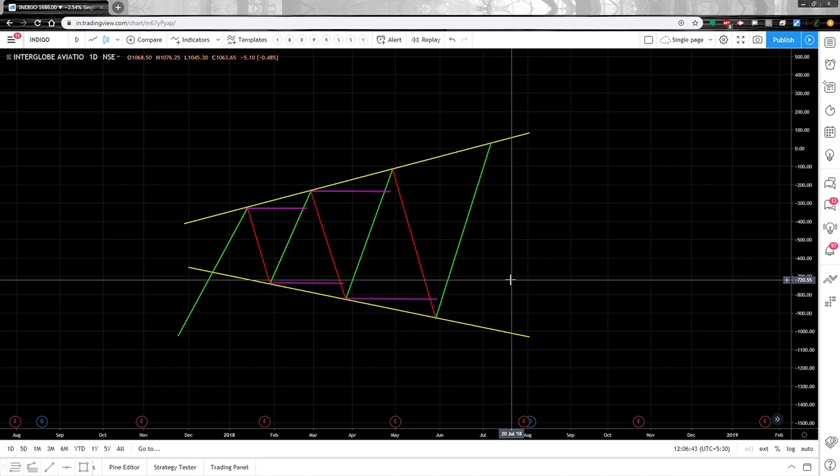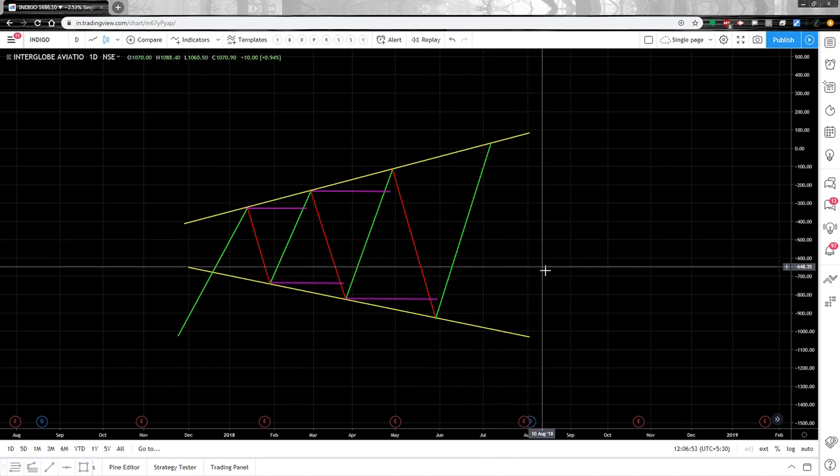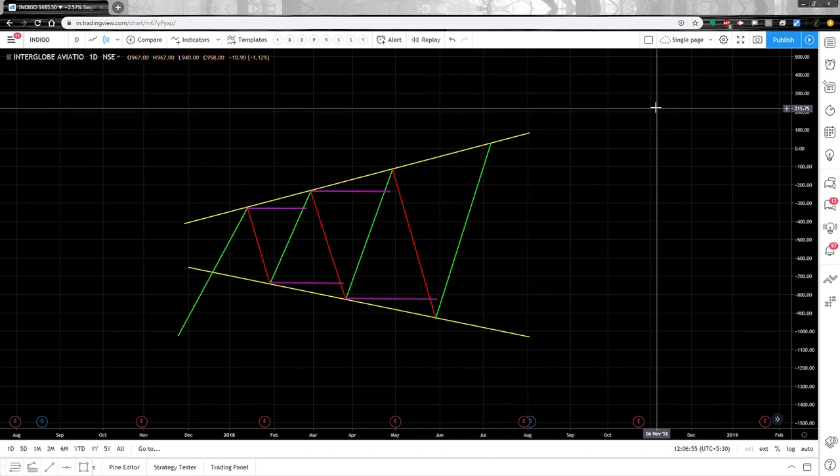Okay, let it settle down. Give it some time, let it take whatever time it needs to settle down, but never ever trade a broadening triangle. You will be stuck. Okay, so this is how it looks diagrammatically. Now let's get on to a script.